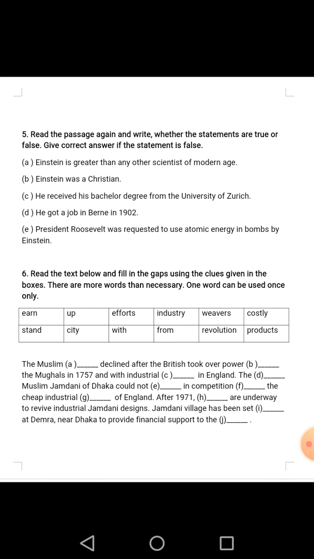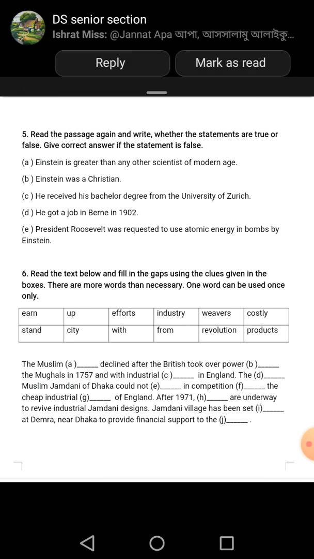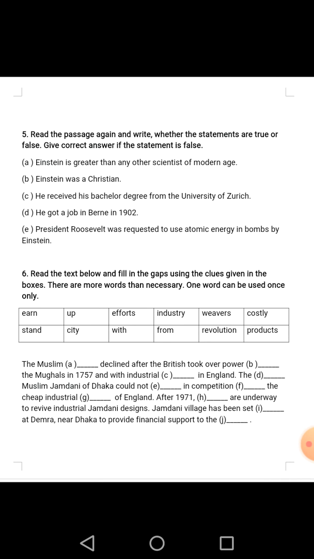After 1971 are underway to revive industrial Jamdani designs. Jamdani village has been set at Demra near Dhaka to provide financial support to the boys. You all know, you just need to write down the answers. Now I'm telling the answers of this cloze test with clues.